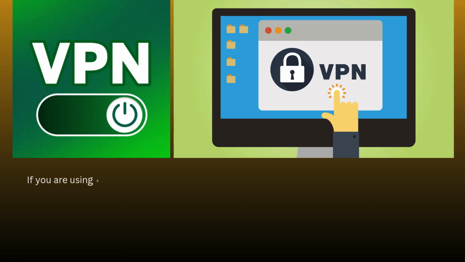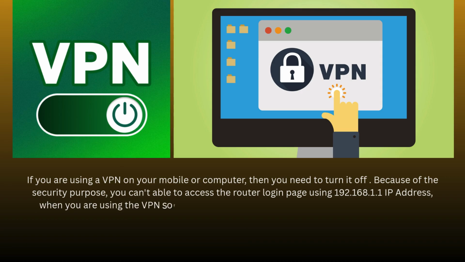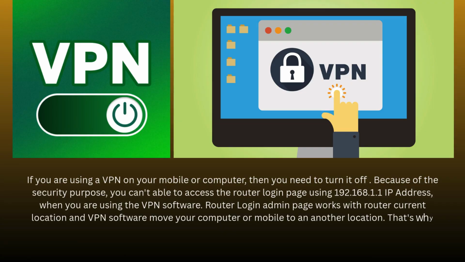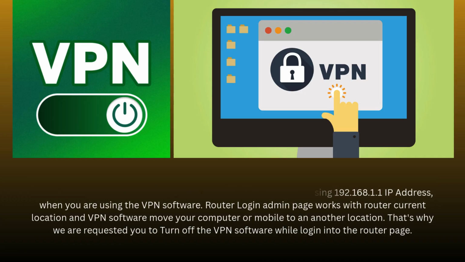If you are using a VPN on your mobile or computer, then you need to turn it off. Because of security purposes, you can't access the router login page using the 192.168.1.1 IP address when you are using VPN software. The router login admin page works with the router's current location, and VPN software moves your computer or mobile to another location. That's why we request you to turn off the VPN software while logging in to the router page.